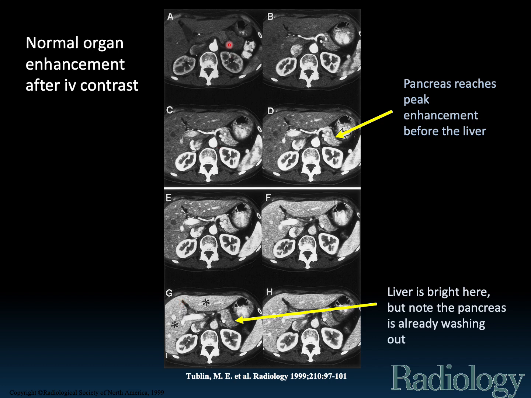In contrast, the pancreas enhances earlier than the liver, and it reaches its peak enhancement at time point D. So the pancreas is at peak when the liver is still dark, and then once the liver is reaching its peak enhancement, notice that the pancreas is getting darker or starting to wash out. So radiologists need to be aware of how normal organs enhance so that they can time their scans appropriately.